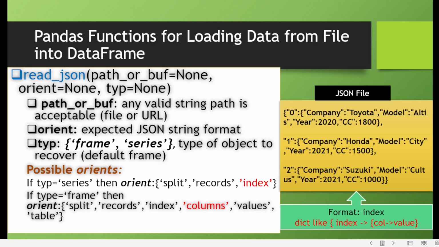Orient can be of different types. If type is series, then orient can be split, records, and index. The default is index for the series. If type is frame, which is the default one, then orient can be split, records, index, columns, values, and table. The default orient for data frame is columns.